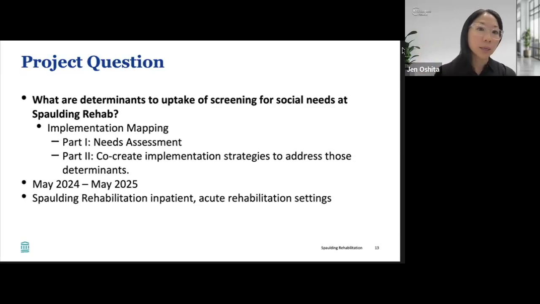So in our study here, we used implementation mapping, which is a systematic process to identify determinants to implementation and also to design strategies to address those determinants. So part one, we conducted a needs assessment, and then part two, we received additional funding to work with stakeholders to co-create implementation strategies to address those determinants.